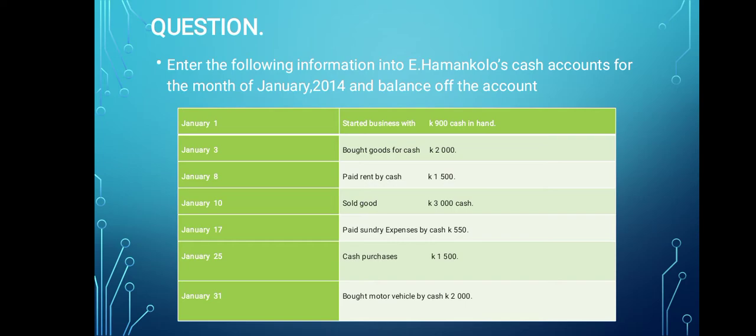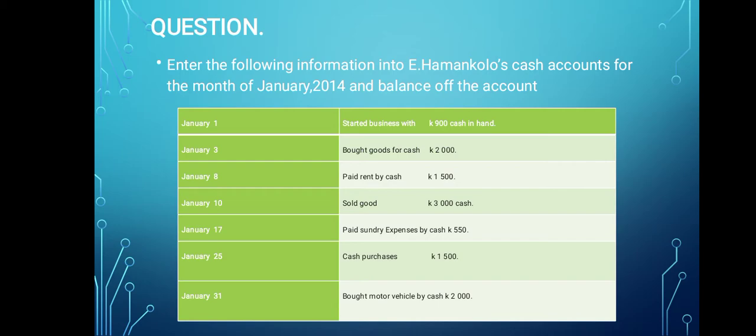Now, we are told that on the 1st of January, you can look at the table here, Hamakololo started business with how much? 900 cash in hand. Then on the 3rd, what did this person do? This person on the 3rd of January bought goods for cash. With how much? 2,000 kwacha. On the 8th, what did they do? They paid rent by cash. How much?